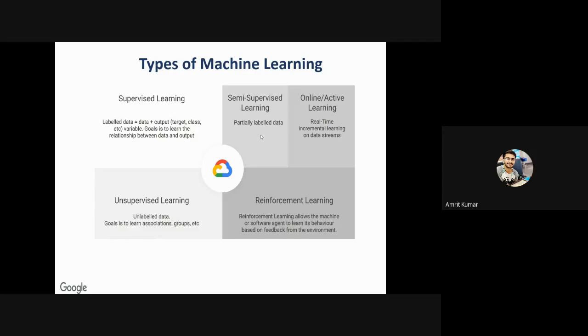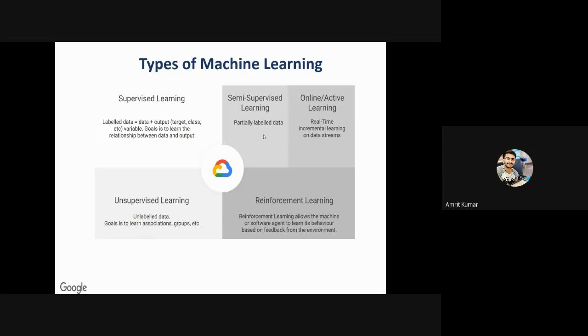I'm going to show you the examples of each type, but let's first get the simple definitions of what the types of machine learning are. Second is semi-supervised learning, partially labeled data, nothing else. And online active learning, real-time incremental learning on data streams. I guess you are all aware of Google Cloud. So in Google Cloud, we use online active learning, and that's where we use that technique. Okay. So next one is unsupervised learning, means the training with unlabeled data, right? And the goal is just to learn associations, groups, etc.